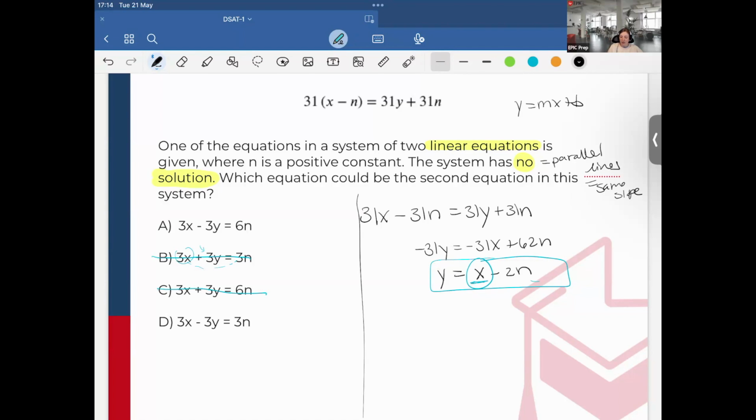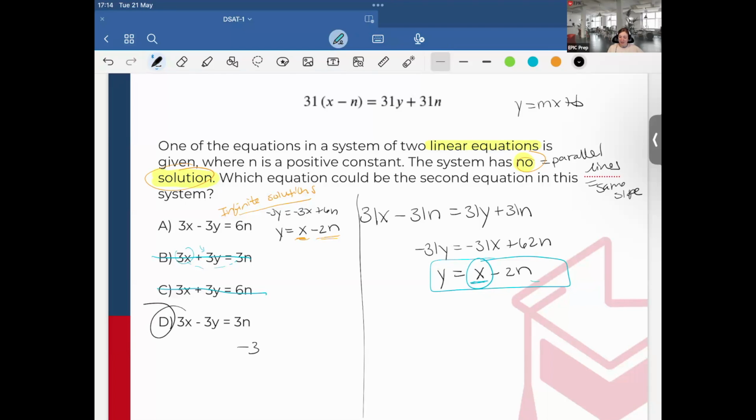If I rearrange A, this becomes -3y is equal to -3x plus 6n. Divide everything by -3, so y is equal to x minus 2n. This looks good, however, this is infinite solutions, and be very careful with these ones because usually one of them is a trap. Infinite solutions means they're the same exact line, so they have the same slope and the same y-intercept, which is not what we're looking for. I'm looking for no solution. Therefore it must be D.